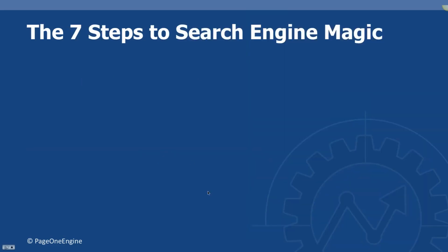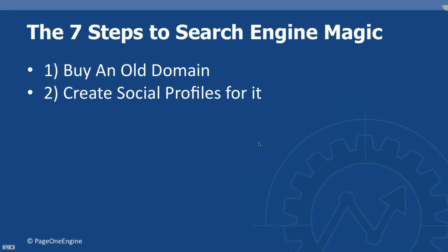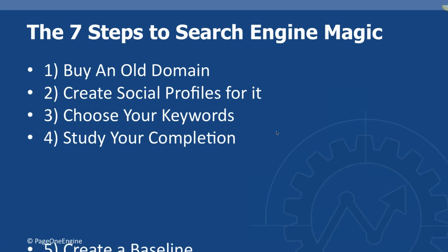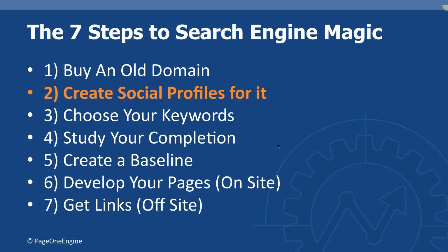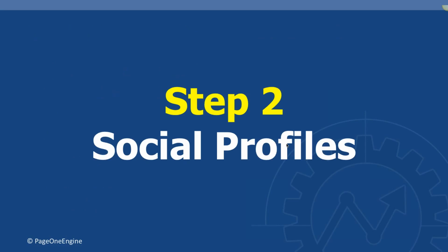Okay, so that's the process map. We've gone through that in step 1. Here are the steps: of course, buying an aged domain that we went over last week; create social profiles for it, and this is what we're going to do this week; and then choose your keywords, study your competition, create a baseline, develop your pages, and get links, off-site SEO. So today we are going into step 2, creating social profiles for your money site.